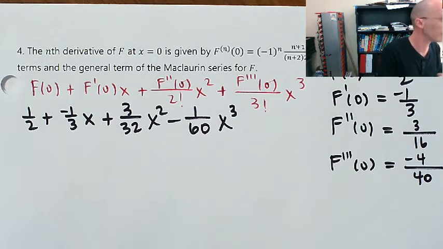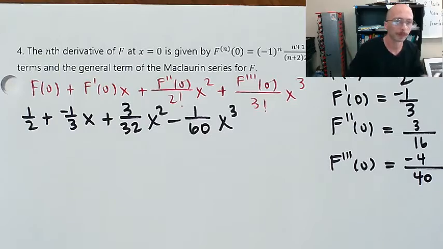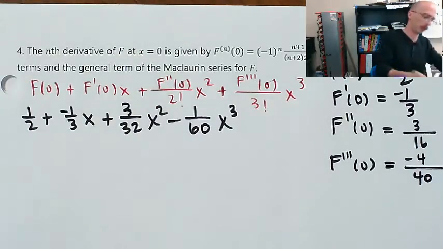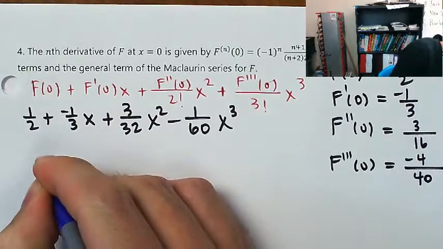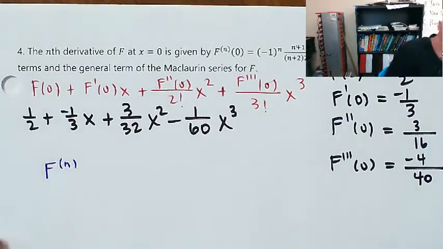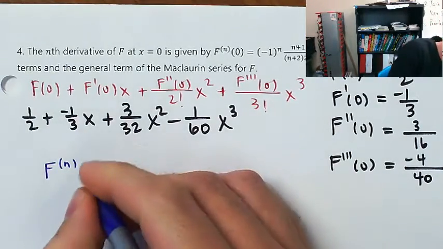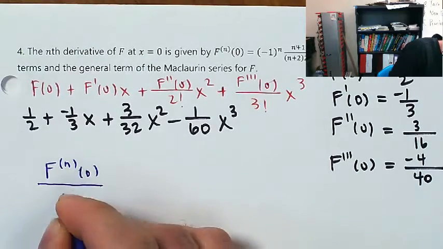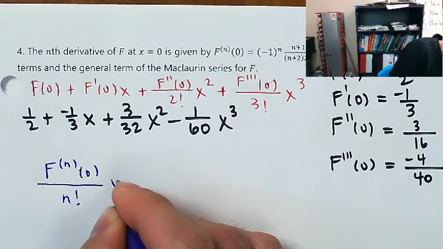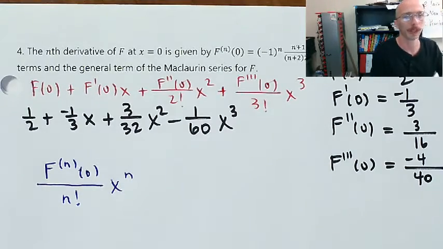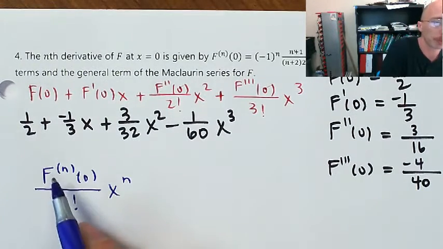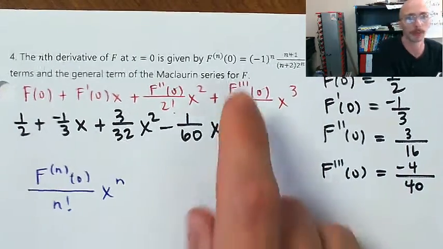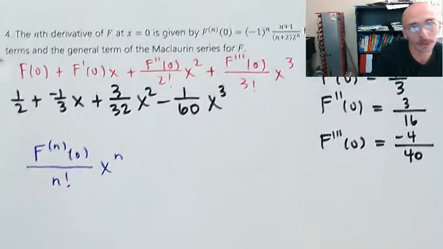So I know that the general term is the nth derivative of f, and since we're talking about a Maclaurin polynomial, it's going to be evaluated at 0. Nth derivative, nth factorial, nth power of x. Okay. And fortunately, we've got our formula for that right here. So I'm just going to combine this with all of that, and that'll be my general term.